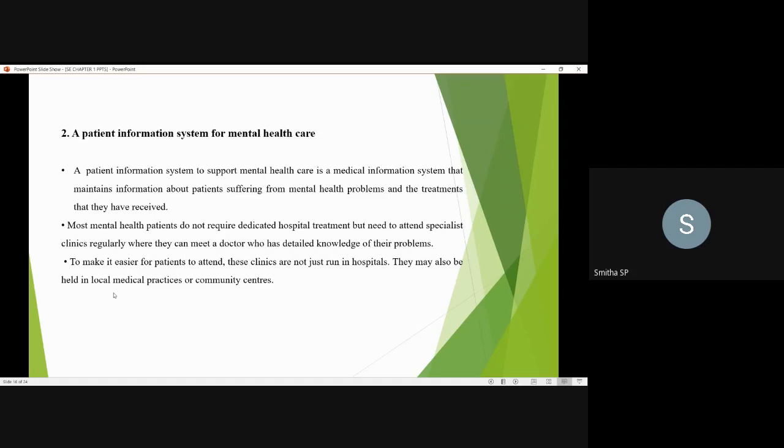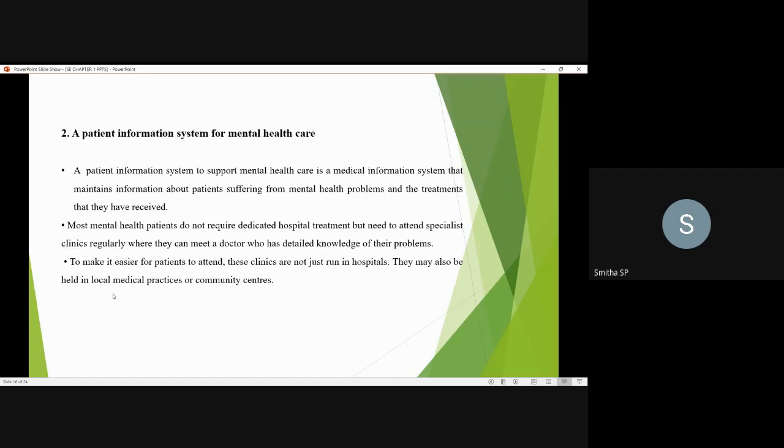This MHC-PMS is one of the medical information systems that maintains information about patients who are suffering from mental illness, and it also consists of information about the treatment that the patient is receiving. For most patients, hospital treatment is not necessary because they are not in such a critical condition. So they need not be admitted to the hospital or be in the hospital regularly.